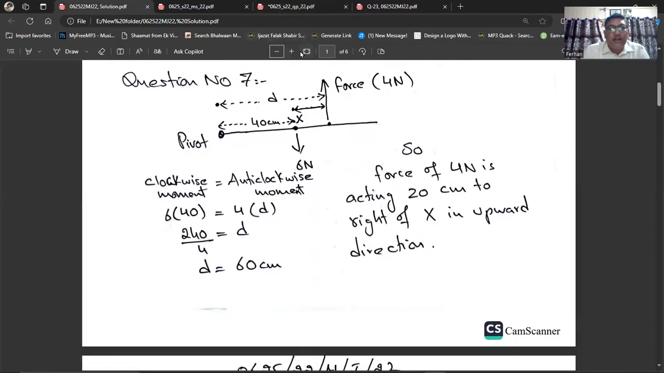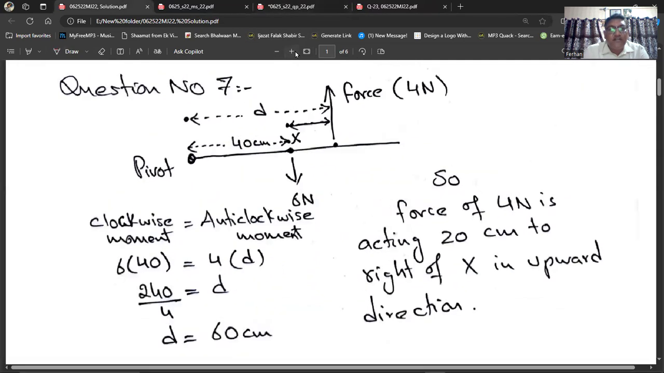So if the moment arm is D from the pivot, then the clockwise moment will be equal to the anti-clockwise moment. So 6 Newton multiplied by 40 centimeter will be equal to 4 Newton multiplied by D. D is the moment arm of this force. So D will be equal to 240 divided by 4, and D will be 60 centimeter.